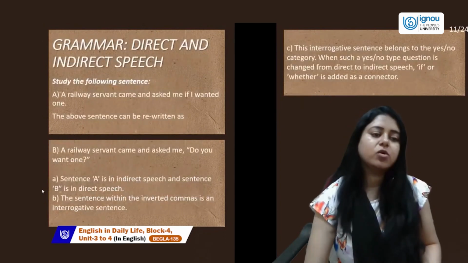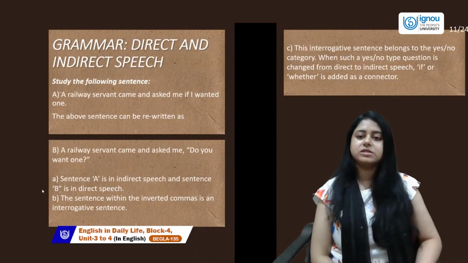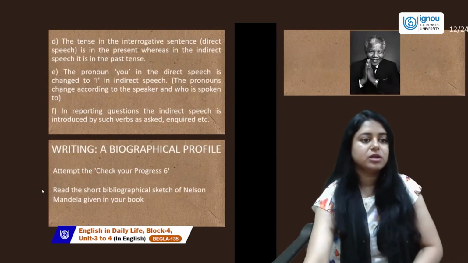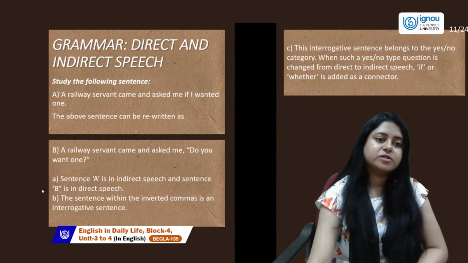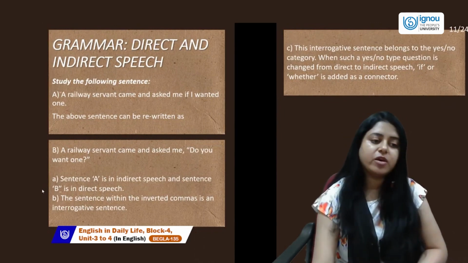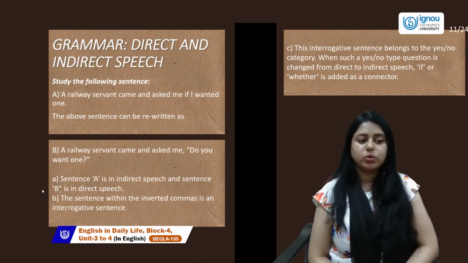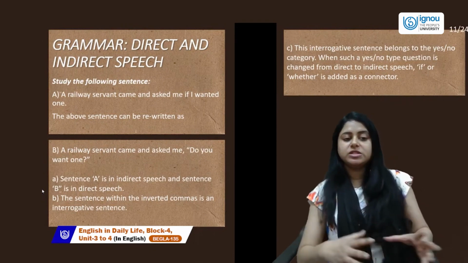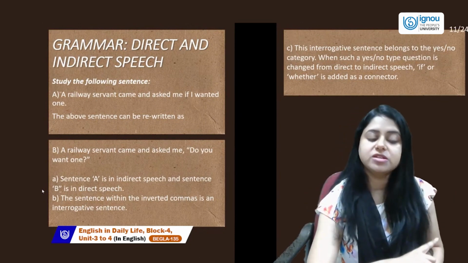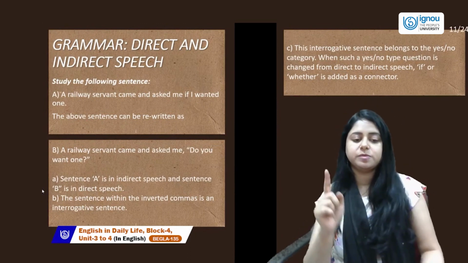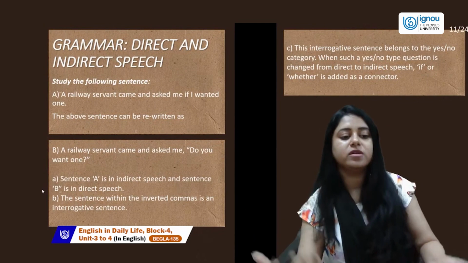Right? Now, grammar, direct and indirect speech. Let's look at these sentences. A railway servant came and asked me if I wanted one. Now, this sentence can be rewritten as: a railway servant came and asked me, do you want one? So you see what is happening? This is indirect speech. What would happen in direct speech? A railway servant came and asked me, comma, within double quotes, do you want one? So you are directly quoting what the railway servant said.